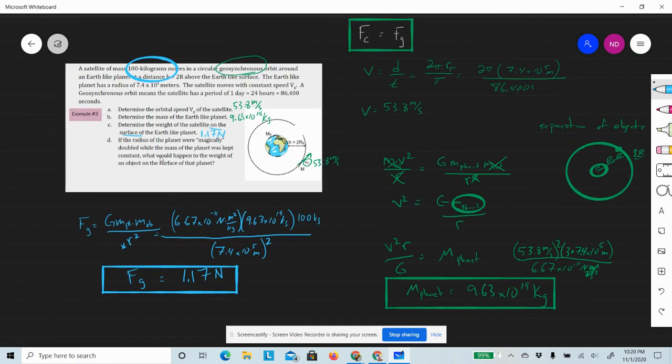If the radius were doubled and everything else stayed the same, what would happen to the weight? It would be 1/4 the weight. Instead of being 1.17, it would be that times a quarter. It would be about 0.29, 1/4 of that. All right. Hope that makes sense.